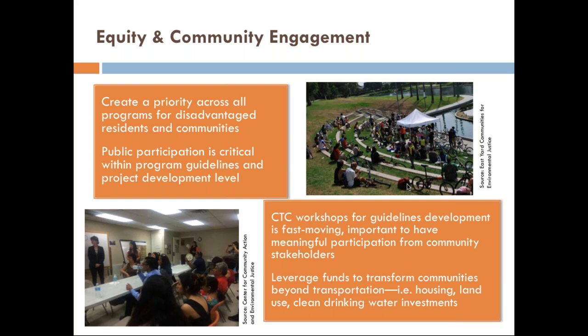As all of the partners have shared, we want to see a priority across all programs for disadvantaged residents and communities. We know that there is precedent set for targeting dollars specifically for disadvantaged communities in the Greenhouse Gas Reduction Fund and the Active Transportation Program and in other local dollars that regional transportation agencies have set through regional transportation plans and sustainable community strategies. This will make sure that over the life of 10 years, $54 billion really go towards benefiting communities that are in dire need.